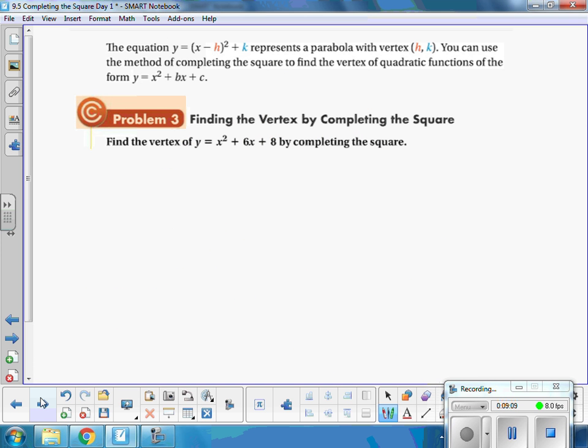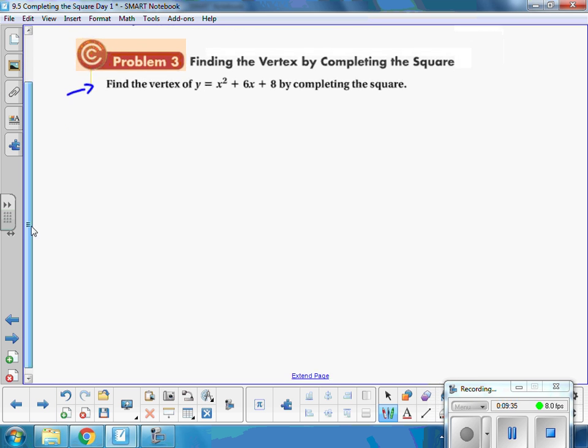Now, where I was looking for how to use more things, you can also use the equation in this perspective if you want to use your perfect square to find the vertex of a quadratic function. Okay, so let's use this equation, y equals x squared plus 6x plus 8, and complete the square and then use that to find the vertex.